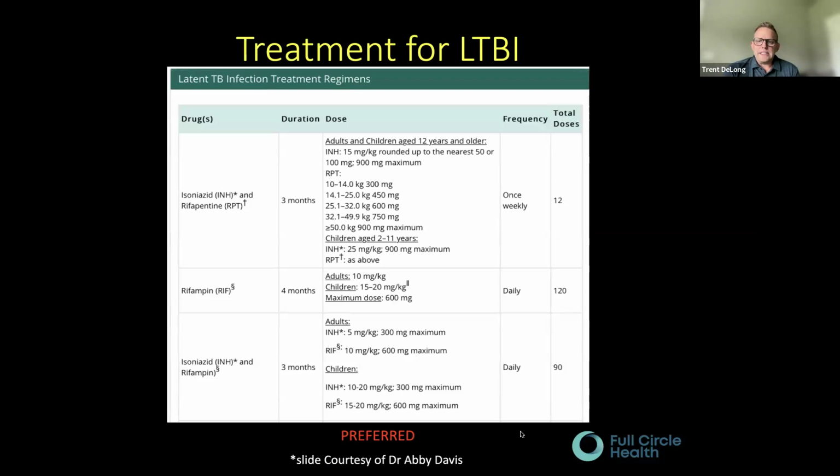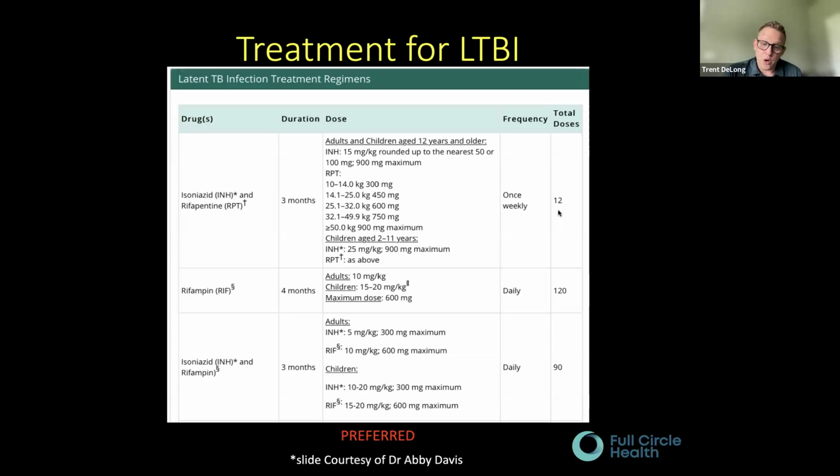Treatment for latent TB, and this is kind of the heart of what we will utilize in the primary care setting. Isoniazid and rifapentine is the preferred regimen. It's a 3-month course. The frequency is once weekly, and the dosing total is 12 separate doses. And so that is a benefit to the patient compared with subsequent options.